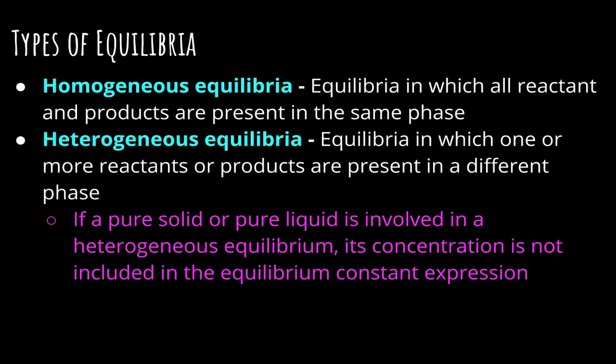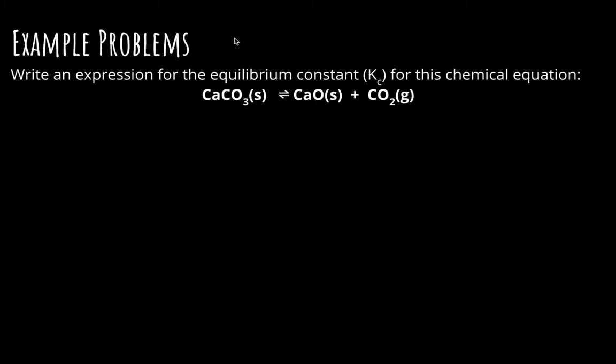If you have something in a pure solid or pure liquid phase, you don't include that in the equilibrium constant expression. And that's because if something is a pure solid or a pure liquid, no matter how the equilibrium shifts, the concentration of it doesn't change. So we leave it out of the expression. If you have things that are gases or aqueous, those concentrations can be affected, so that's why we leave those in. So again, an example on this one.